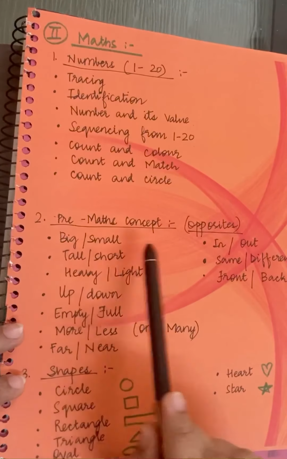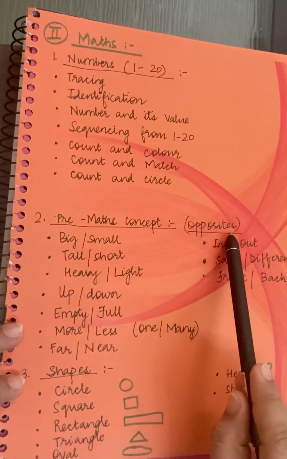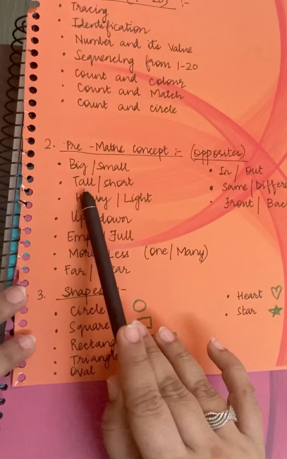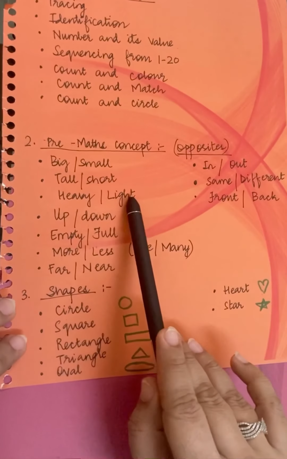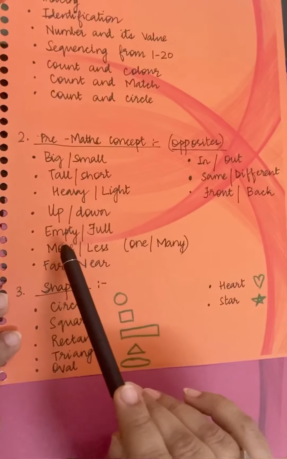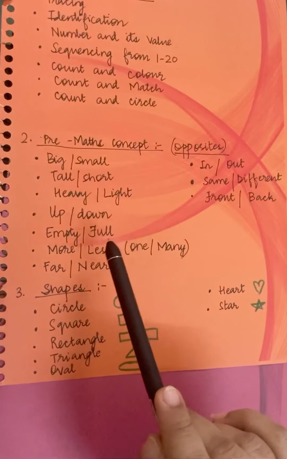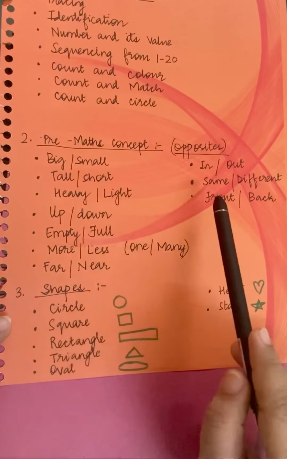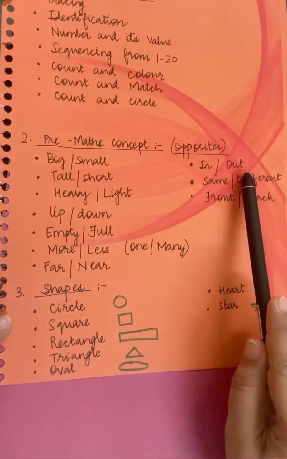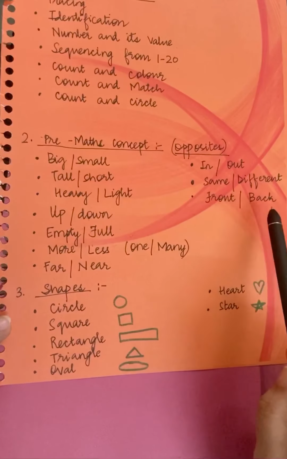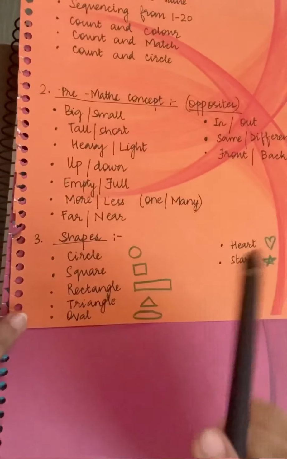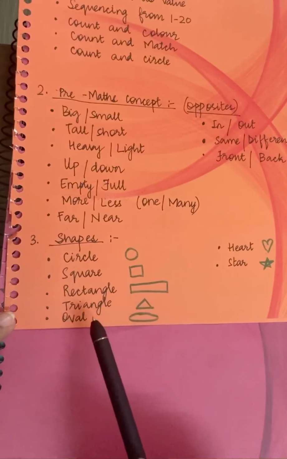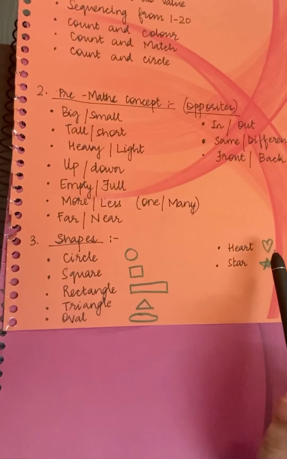Then the next is the pre-maths concept like opposites. So how big is the object? Big and small, tall and short, heavy and light, up and down, empty and full, more or less, or it can be one or many, far and near, basically all the opposites, in and out, same and different, and front and back. They also teach shapes. So basic shapes like circle, square, rectangle, triangle, oval, heart and star.